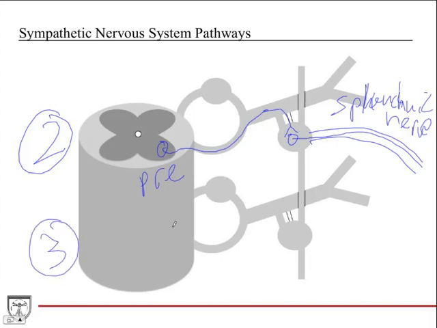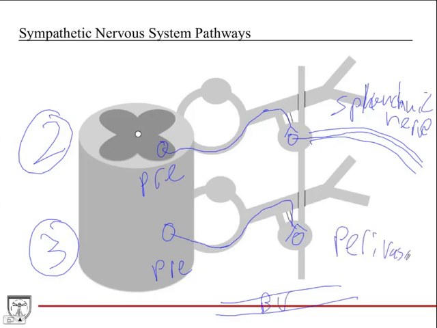Third option. Let's have our cell body here for our pre. It comes in the ventral root, goes in the spinal nerve, comes into the sympathetic trunk here, and synapses. Now the post, this is the third option. There are blood vessels that have these structures called perivascular plexuses, which are collections of nerves and ganglia around blood vessels that then travel to a target organ.